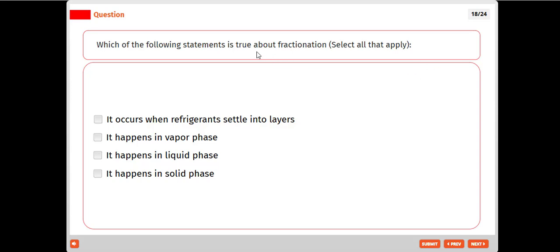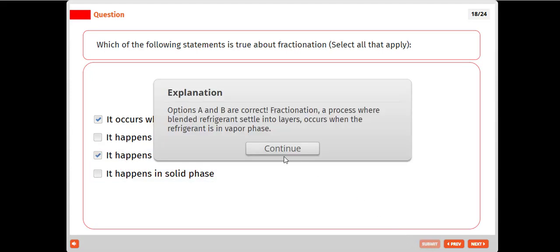Which of the following statements is true about fractionation? Select all that apply. It occurs when refrigerants settle into layers. It can happen in vapor, and it can happen in the liquid state. Options A and B are correct. It is a process where refrigerants settle into layers.